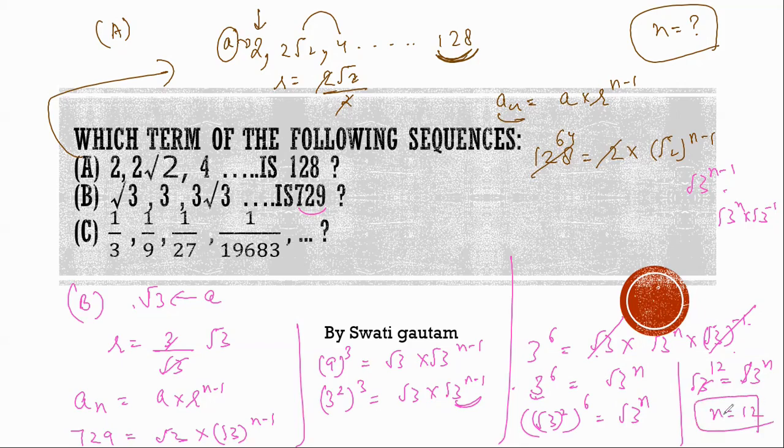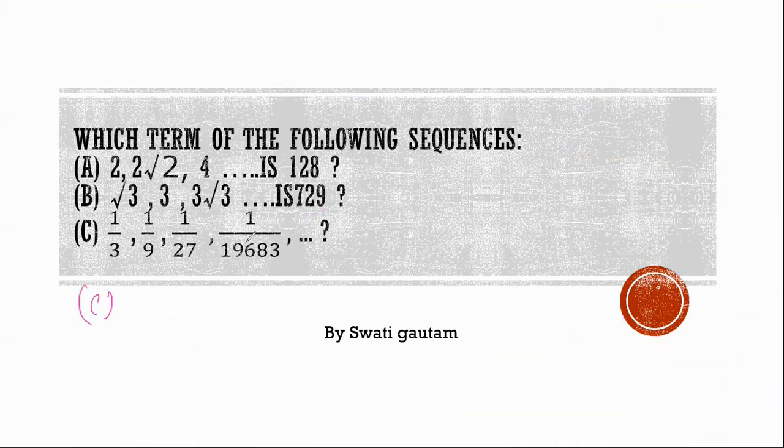So basically, 729 is the 12th term in the sequence, right? 12th term in the sequence. Okay, let's talk about the last one, the C part, in which the question is not written clearly. This is the last term, okay?